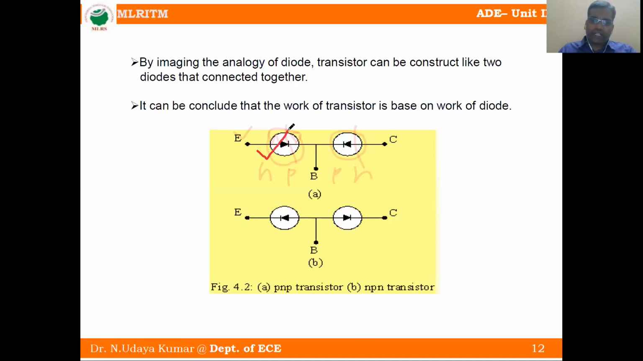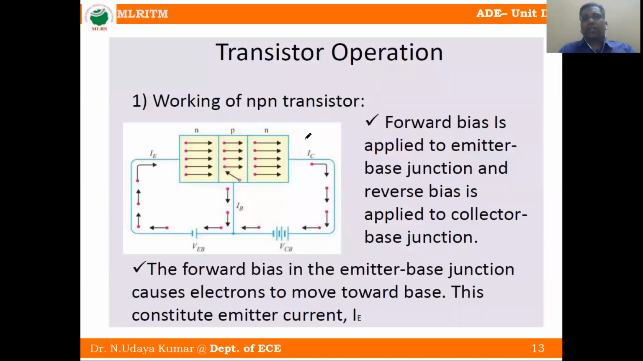First one is NPN transistor. Second one is PNP transistor. Like that. Okay. Back to back connection of diode. So how it works? Transistor operation.